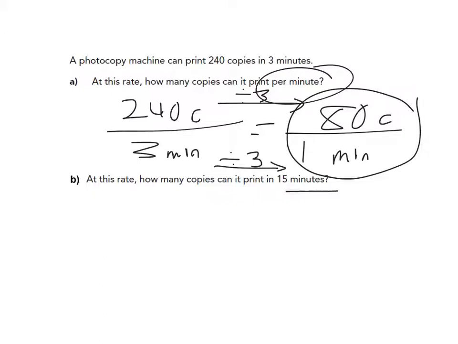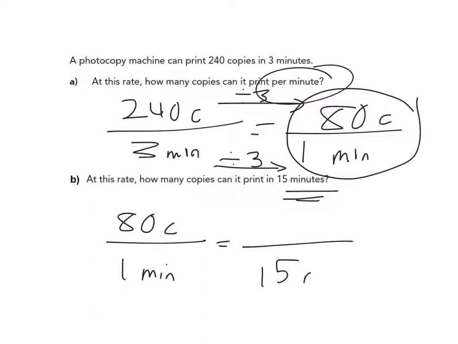For the next part, they say, how much for 15 minutes? Well, if it's 80 copies per 1 minute, I need to find out how many per 15 minutes. So I see that this is times 15. If I do the same thing here, and I use my calculator, I get 1,200 copies in 15 minutes.